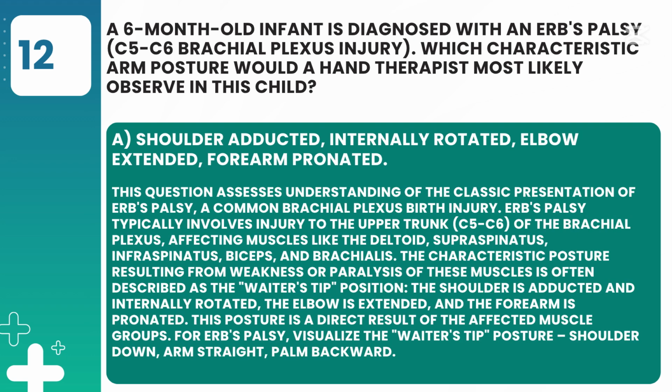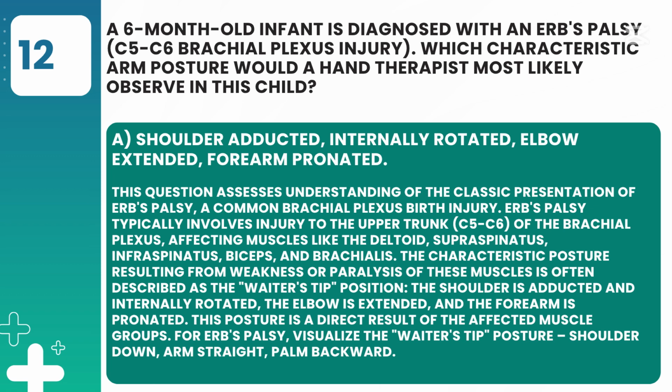Answer: A. Shoulder adducted, internally rotated, elbow extended, forearm pronated. This question assesses understanding of the classic presentation of Erb's palsy, a common brachial plexus birth injury. Erb's palsy typically involves injury to the upper trunk, C5-C6, of the brachial plexus, affecting muscles like the deltoid, supraspinatus, infraspinatus, biceps, and brachialis. The characteristic posture resulting from weakness or paralysis of these muscles is often described as the waiter's tip position. The shoulder is adducted and internally rotated, the elbow is extended, and the forearm is pronated.